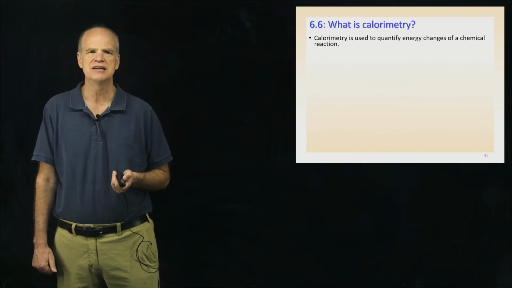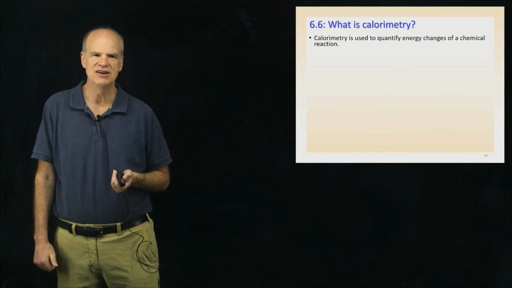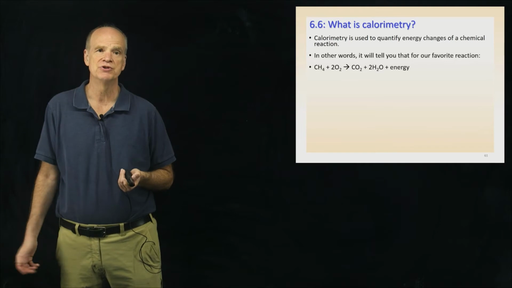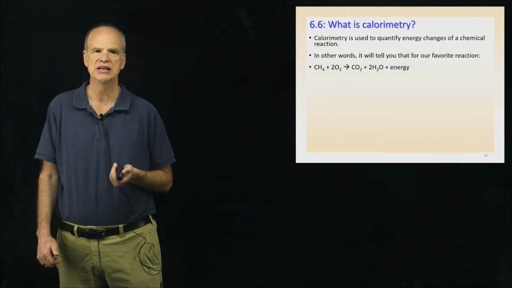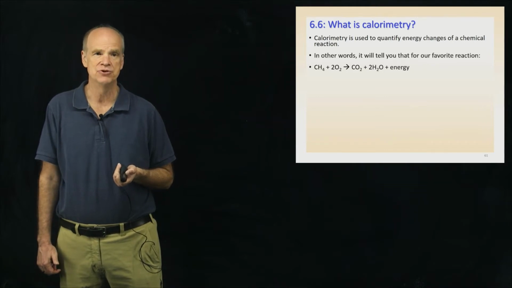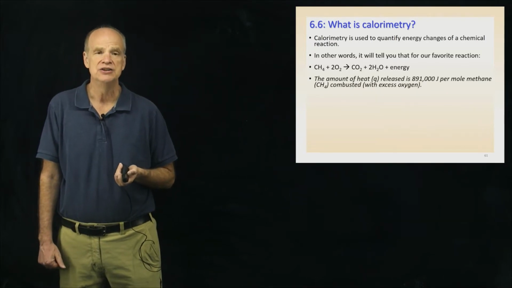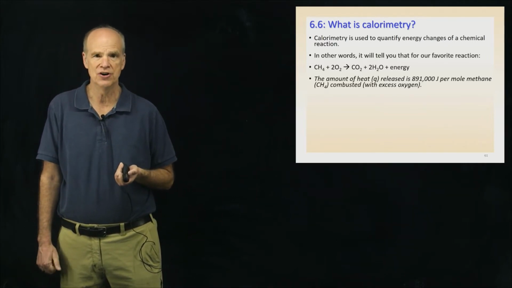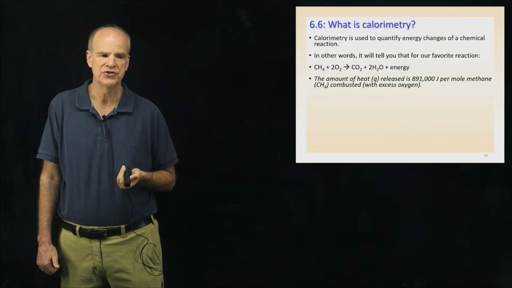So what calorimetry is about is the theory and practice of figuring out what the change of energy of a chemical reaction is. Let me give you an example of something that calorimetry would tell you. We have that chemical reaction on the screen, which is the combustion of methane, the molecule CH4. That molecule, methane, reacts with oxygen and produces the products carbon dioxide and water. Using the technique of calorimetry, you can figure out, for example, that the heat released in that chemical reaction per mole of methane, CH4, is 891,000 joules.